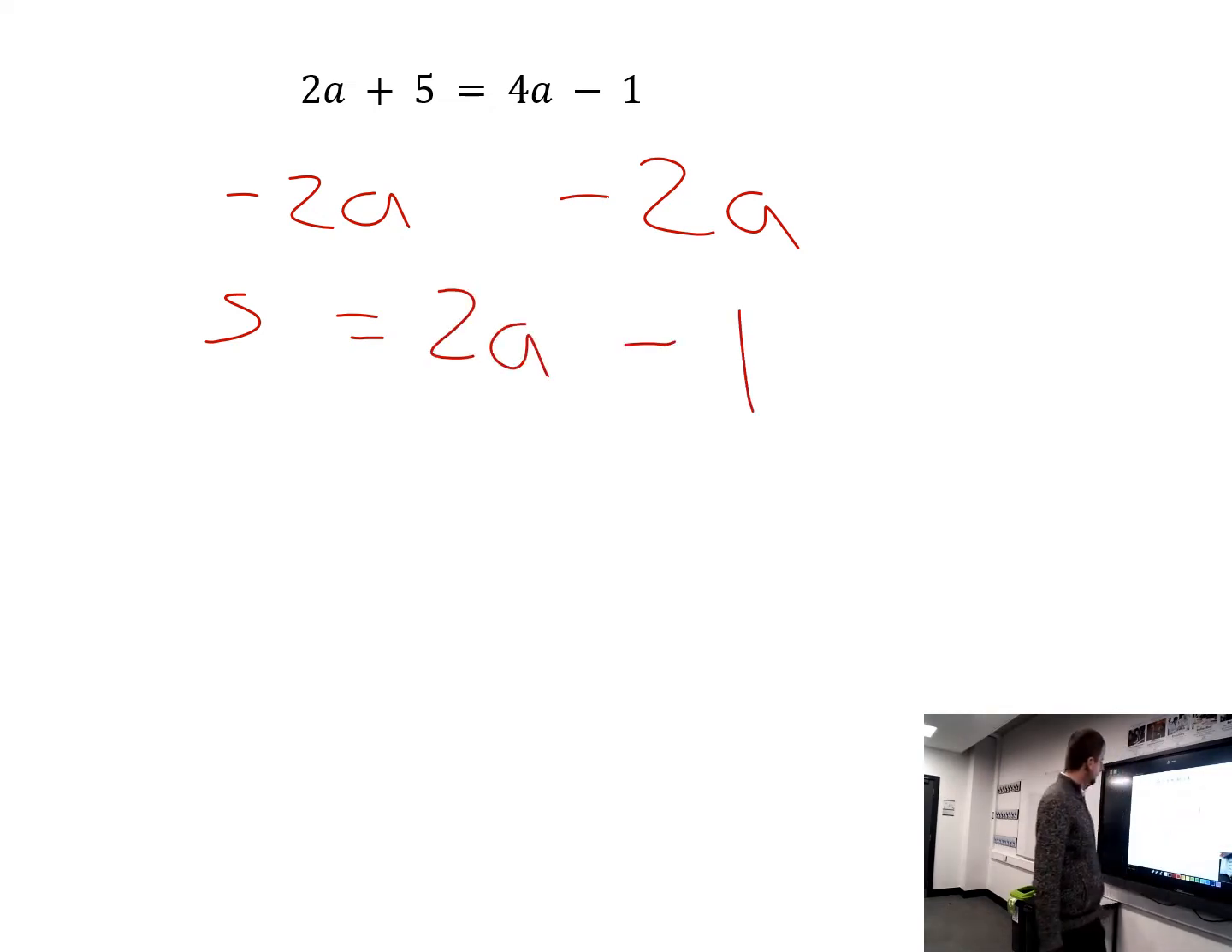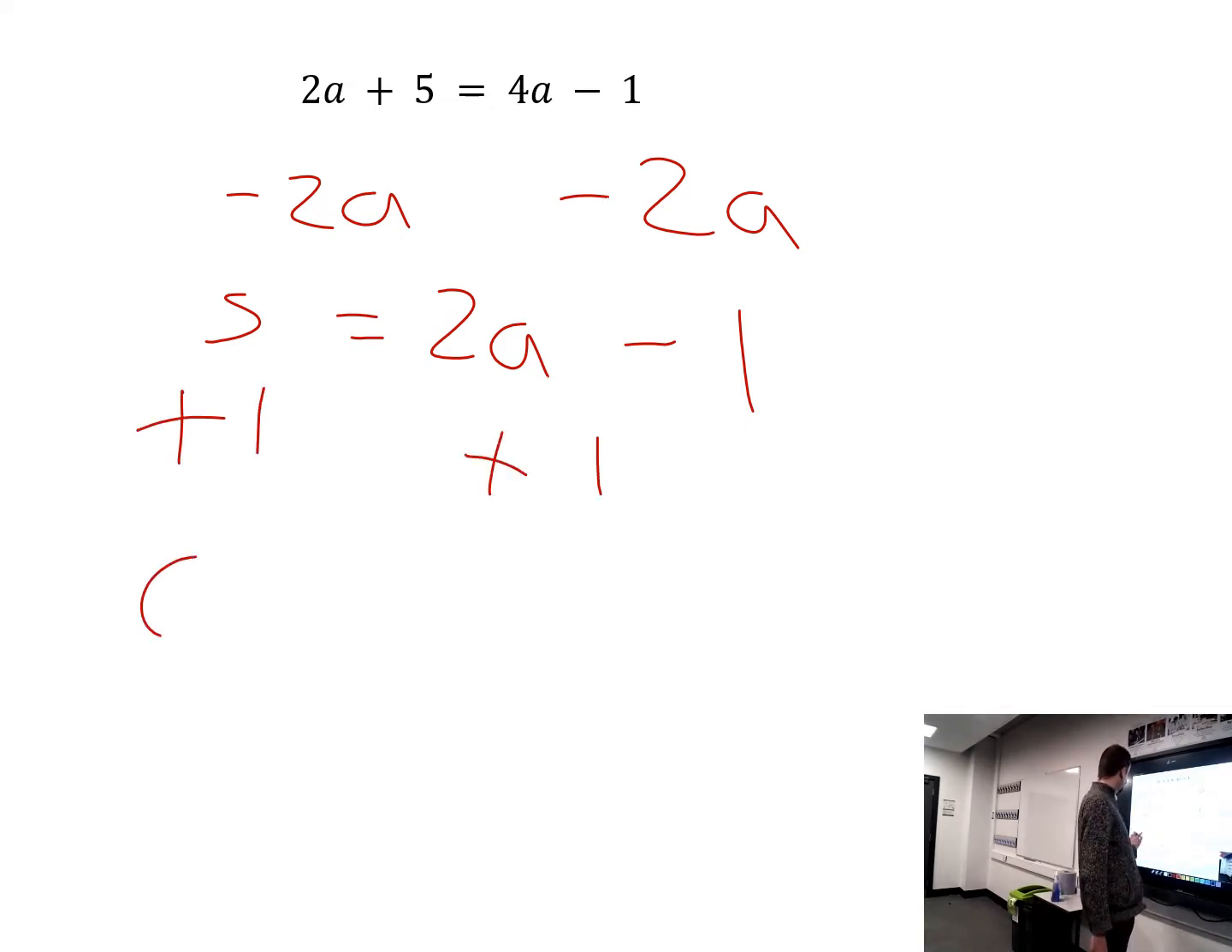Subtract 1. Then we want to split the a's and non-a's. So here we've got this -1, so let's put the -1 to the other side. It's the opposite to subtracting 1, which is adding 1. So we have 6 is equal to 2a.